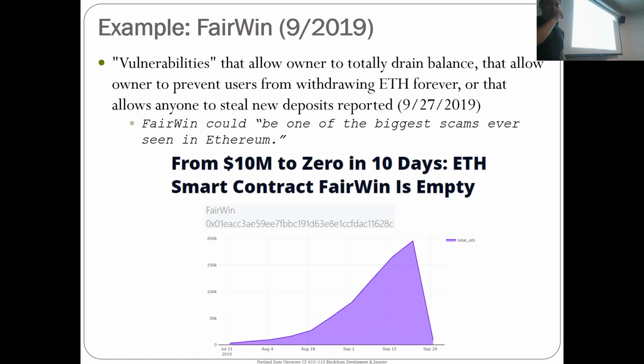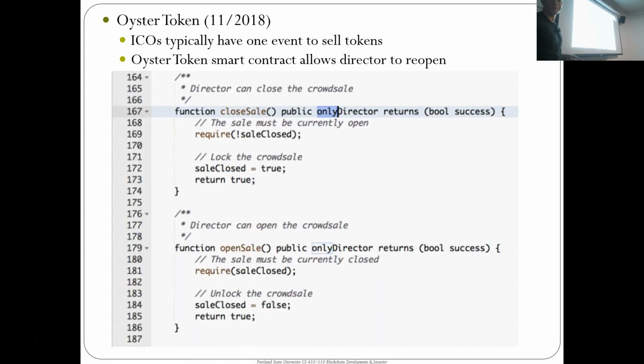Within a day of this happening, you can see it went from nothing to basically 10 million. How much was this? 10 million? It was 0 to 10 million in about a month. And then within 2 days of this being reported, it was all gone, and they don't know where it went. There are some addresses that they know it went to, but now it's empty. You can click on that contract address, and I think it's clickable if you're interested in reading more.